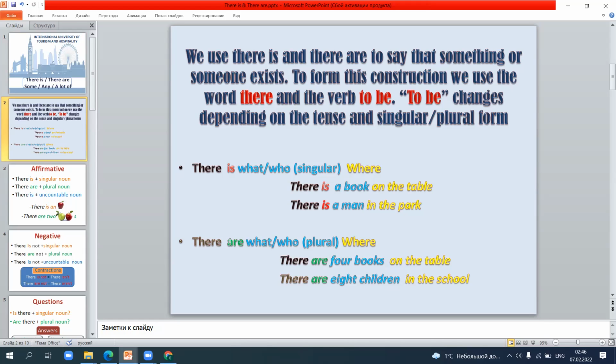We use there are with plural nouns. Look at the examples. There are 4 books on the table and there are 8 children in the school. So there are what? 4 books on the table. So 4 books is a plural noun. There are 8 children in the school. Also, 4 books and 8 children are plural nouns.